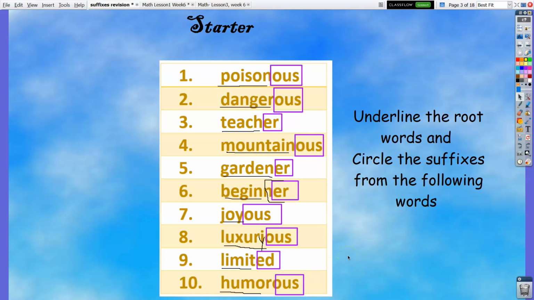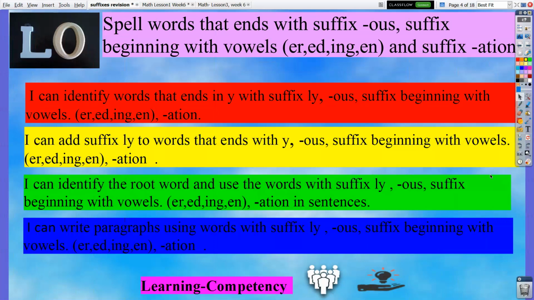Did you get all the correct answers? Good. If not, stay tuned for this topic. Our learning objective is to spell words that end with suffix ous, suffixes beginning with vowels er, ed, ing, and en, and suffix ation or ion.